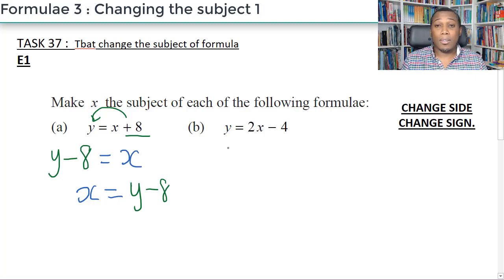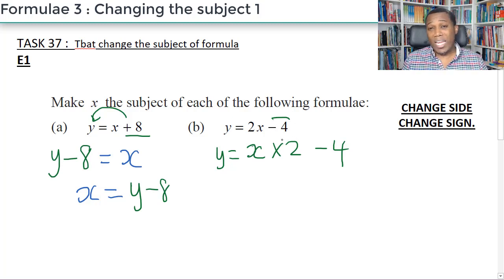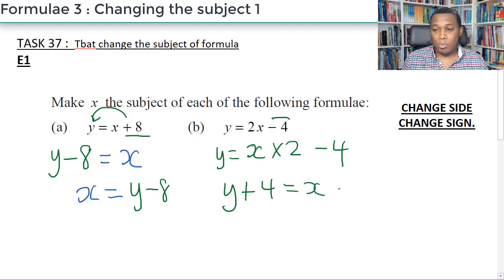For B, I want X to be the subject. Right now, what do I have? X is being multiplied by 2, and then we're taking away 4. 2x is 2 multiplied by x, or x being multiplied by 2. That's how I'm getting y. I'm multiplying x by 2, then taking away 4. I've got to go backwards. The first thing I want to move is the -4. The -4 on the right-hand side has to go on the left-hand side. Change the side, change the sign. So I have y plus 4 is equal to x multiplied by 2.